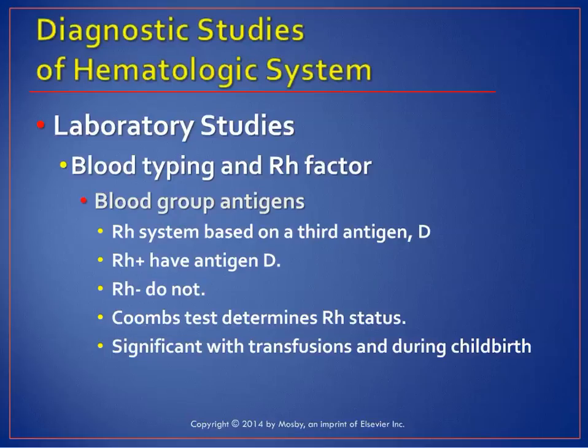In subsequent pregnancy, the mother's anti-D antibodies can cross the placenta and attack the red blood cells of a fetus who is Rh positive, thus causing hemolysis of the red blood cells. A pregnant Rh negative woman should receive RhoGAM injections to prevent anti-D antibodies from forming.